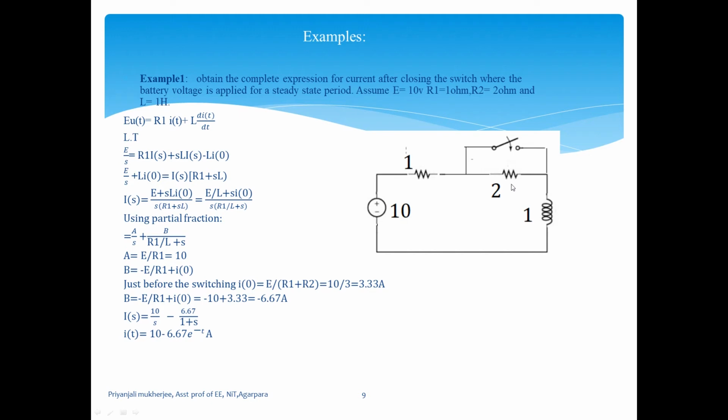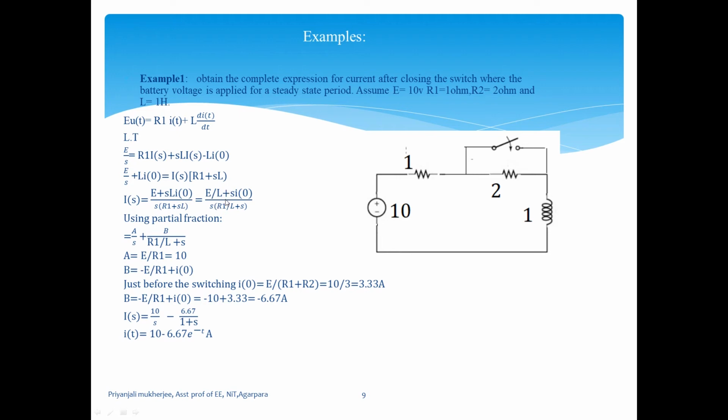The battery voltage is 10 volts, R1 is 1 ohm, R2 is 2 ohm, and the inductor value is 1 Henry. When we apply KVL, we can write e(t) equal to R i(t) plus L di/dt, considering that the switch is closed. Taking the Laplace transform, it can be written as E by S equal to R1 into I(s) plus L into (s I(s) minus I0). When the switch is closed, this resistor is not working.